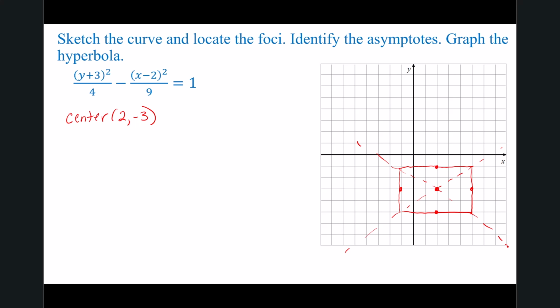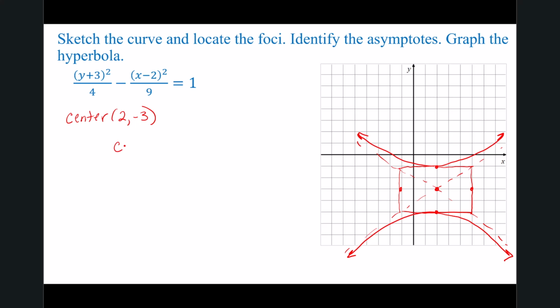Now the y squared is the positive term. This is a vertical hyperbola, so it opens up and down. So I can now draw my hyperbola, getting closer to those asymptotes and opening up and down. So there's my hyperbola. I've graphed it. I need to, though, find the foci and the asymptotes.